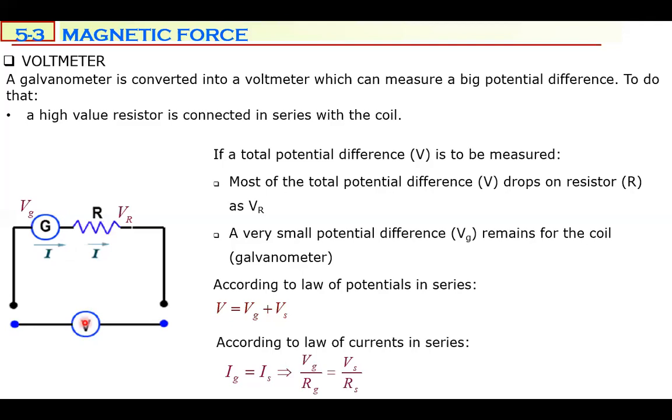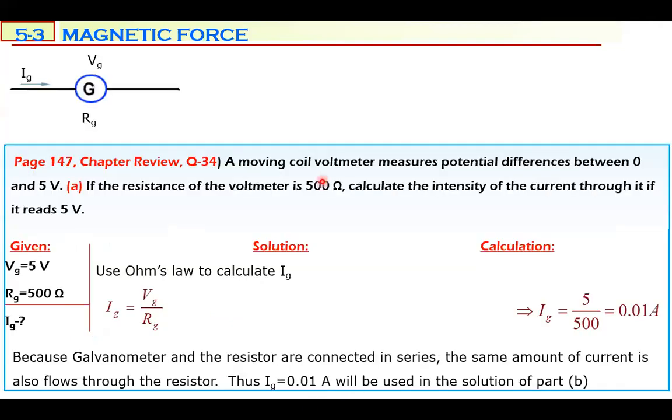And according to the law of currents in series, because currents are equal, Vg over Rg, which is the current on the galvanometer, must be equal to Vr over R, the current on the resistor. And one problem about this: the question says that a moving coil voltmeter measures potential difference between 0 and 5.